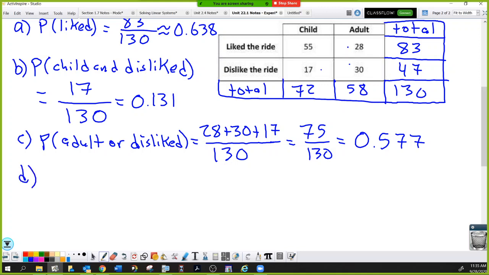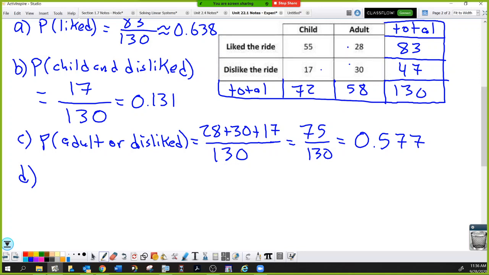D. Trying to find the probability that someone liked the ride, given that he or she is a child. Aha. Now we're working into conditional probability. See, I gave you a condition. Given that, and this is English, the sentence can be rearranged without changing the meaning: given that someone is a child, what is the probability they liked the ride?